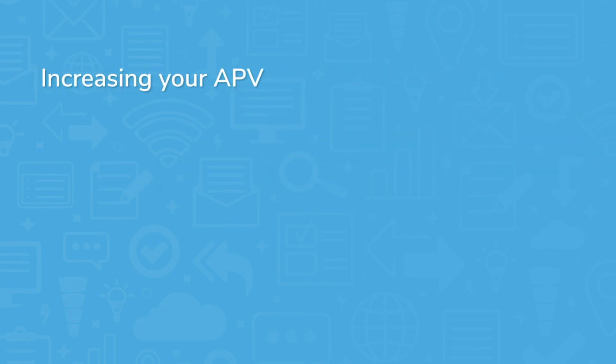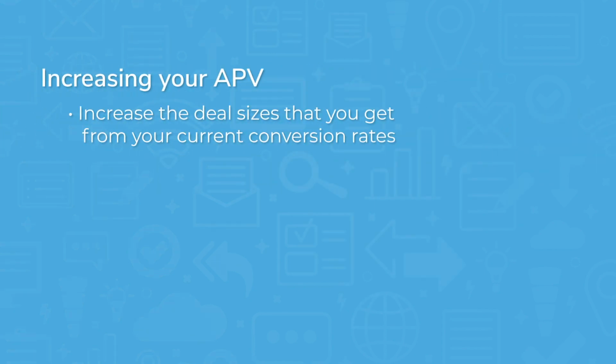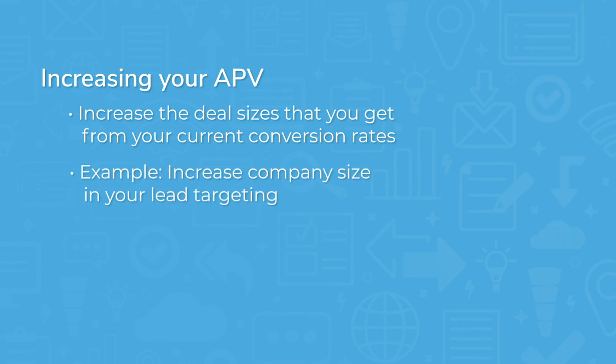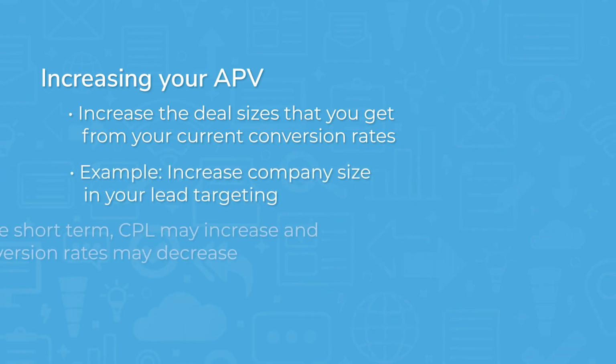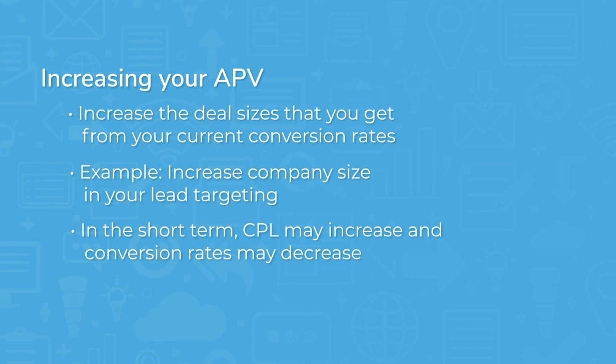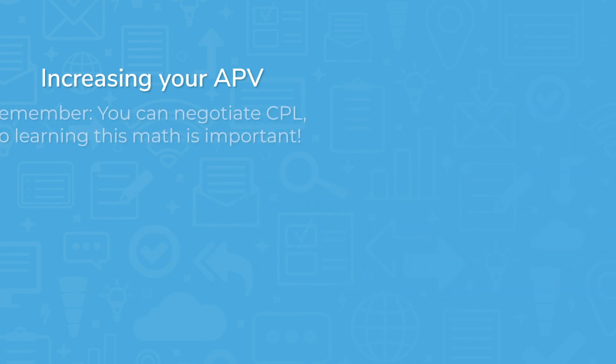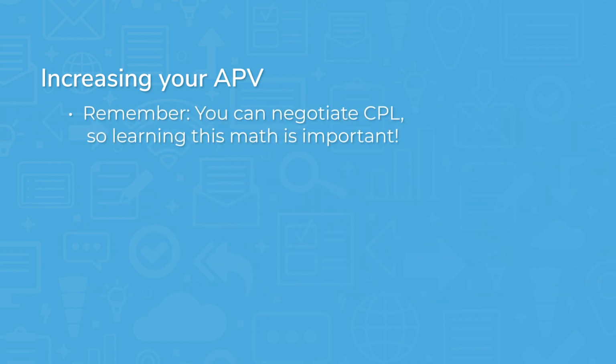To increase your APV, you'll need to increase the deal sizes that you get from your current conversion rates. One easy way to do that is to increase company size in your lead targeting. This change may increase CPL and decrease conversion rates in the short term, but over the long term, those same moves will increase the APV. You can negotiate CPL, especially when you can show the relative worth of the leads you receive, which is why doing this math is important.